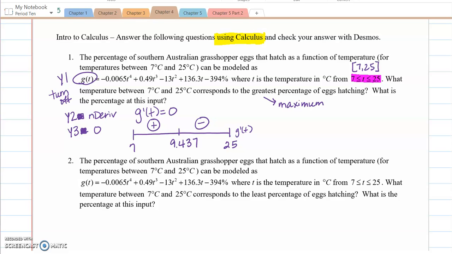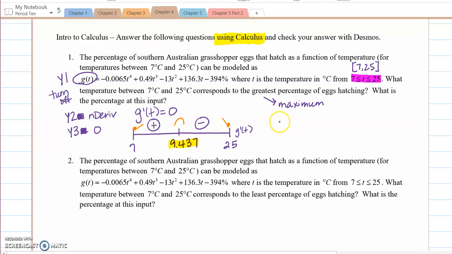So what my sign chart indicates to me is that I would have a minimum at 7, a maximum at 9.437, and a minimum at 25. And because the question is asking me for the greatest percentage, the only one that I need to conclude is that the answer is 9.437. So that tells me when this is happening. So this is the temperature, the 9.437 degrees Celsius, but we want the percentage, which represents the output.